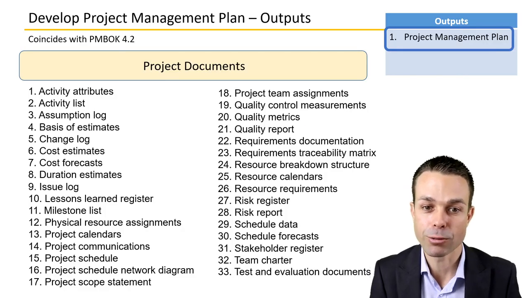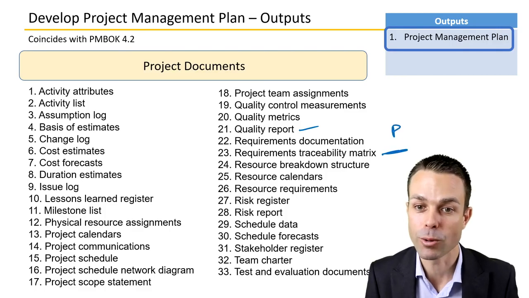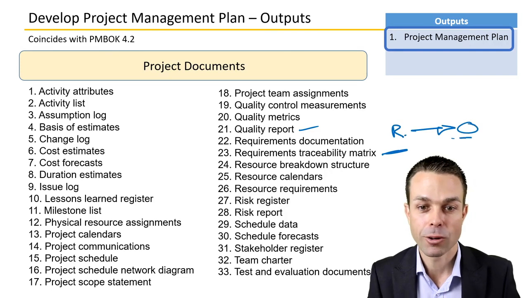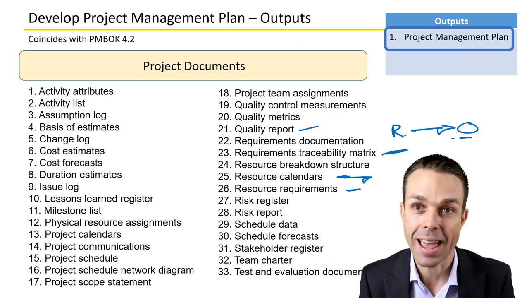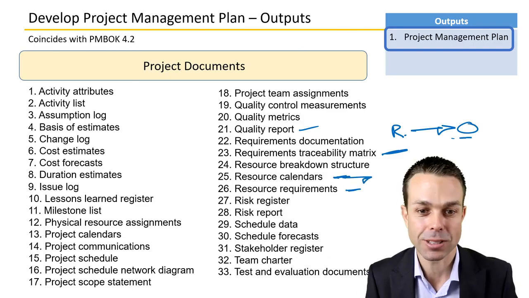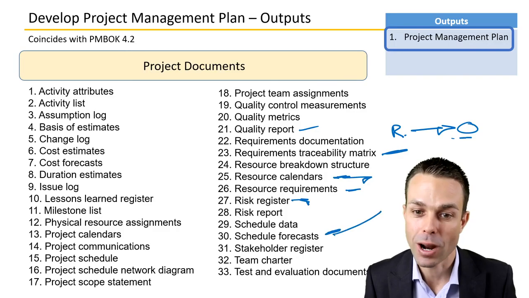Things like quality reports, the requirements traceability matrix. How do we know that the requirements meet the outputs that we're delivering? Resource requirements and resource calendars. Who is coming onto our project and when, and are they available? That's our resource calendar. Risk registers, noting down the risks. Schedule forecasts, are we on track to deliver?